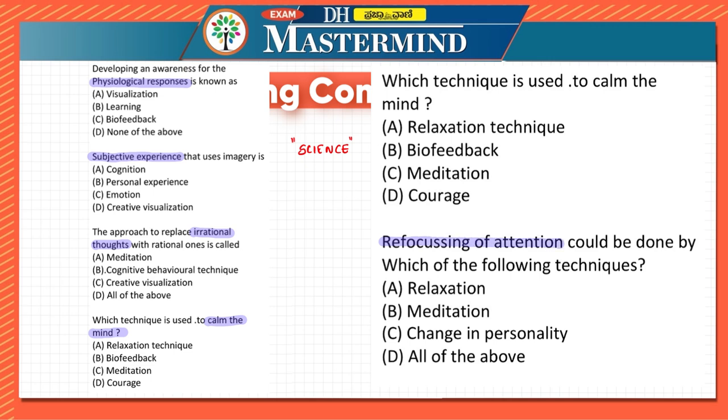Refocusing of attention. Till here we have got to know what keywords we have to concentrate on when we are reading the comprehension. The first one is physiological responses. Second one is subjective experience. Third one is irrational thoughts to rational thoughts. Then how to calm the mind. The last one is refocusing of attention.